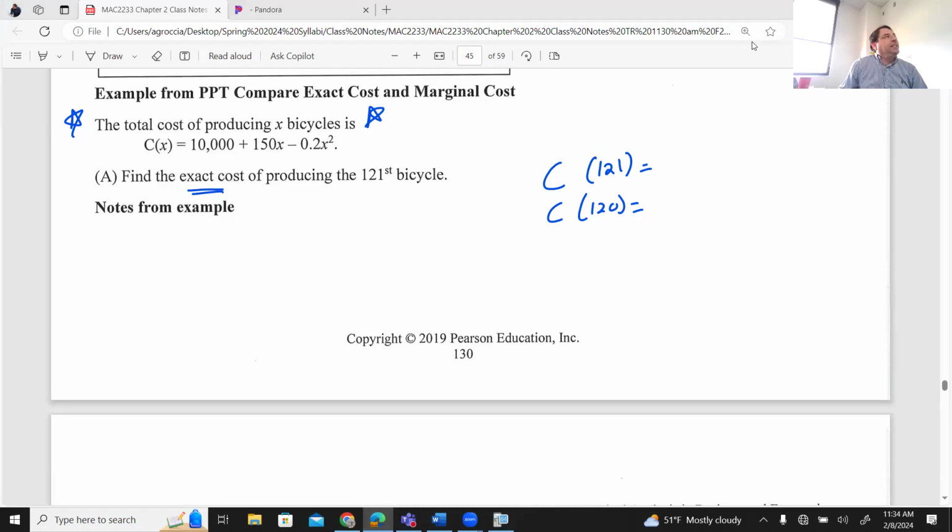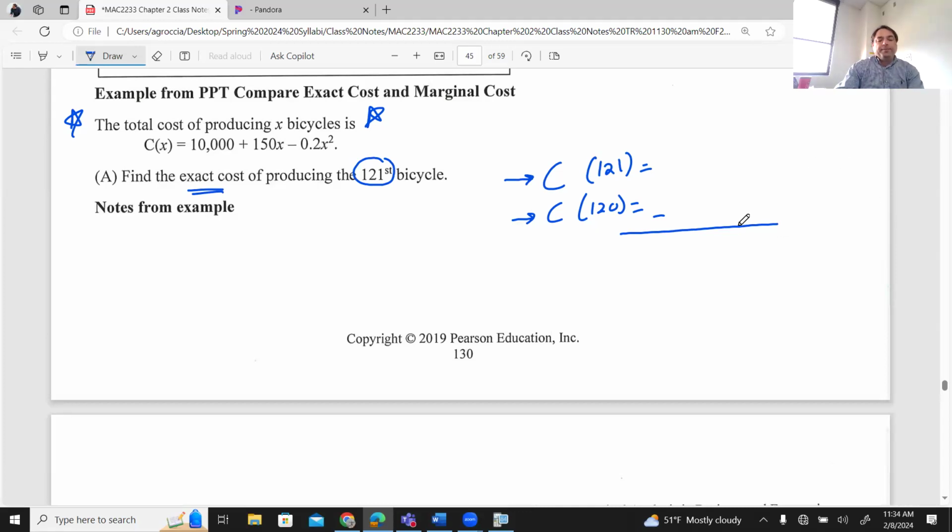If you're trying to find the exact cost of the 121st bicycle, you would find the total cost of 121, you would find the total cost of 120, and then you would subtract those values, okay? So no calculus, no derivatives, nothing like that. Exact cost is the cost of 121, the cost of 120, and then subtract them.